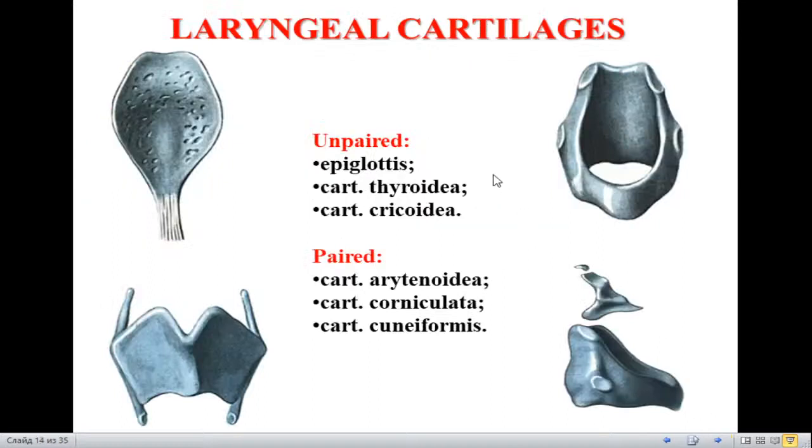So the structure of the larynx is similar to the structure of the locomotor apparatus. It has a skeleton, it has ligaments, and it has muscles. The skeleton of the larynx is represented by cartilages. Cartilages of the larynx are unpaired and paired. Unpaired are the epiglottis, thyroid cartilage and cricoid cartilage. Paired are arytenoid, corniculate, and cuneiform.